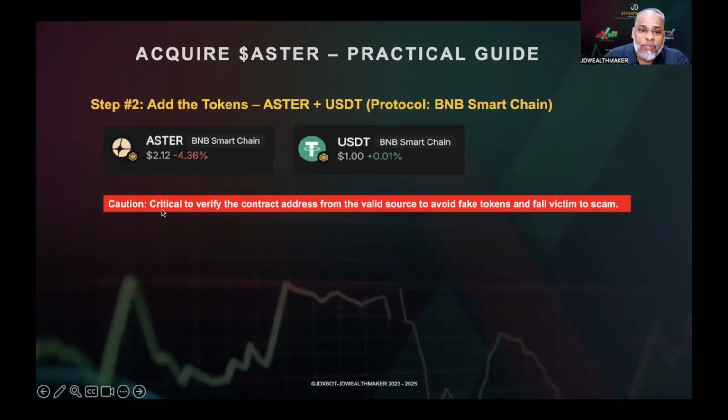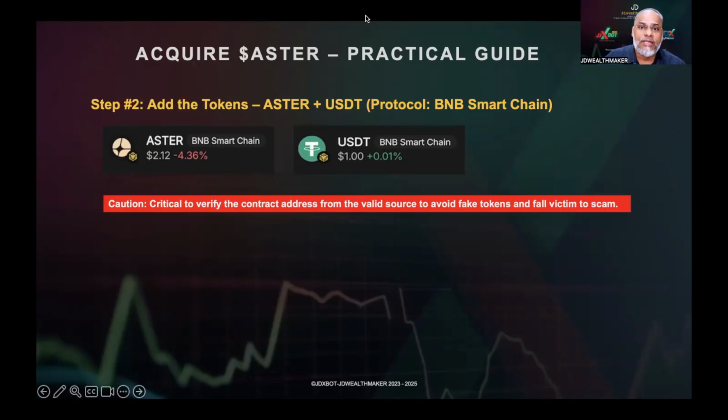Please make sure, it is critical to verify the contract address from a valid source to avoid fake tokens and falling victim to a scam. If the project still doesn't have a contract address, please don't participate until they have one and you can verify that the address is from a valid source. In this example, please understand ASTER is a project from Binance.